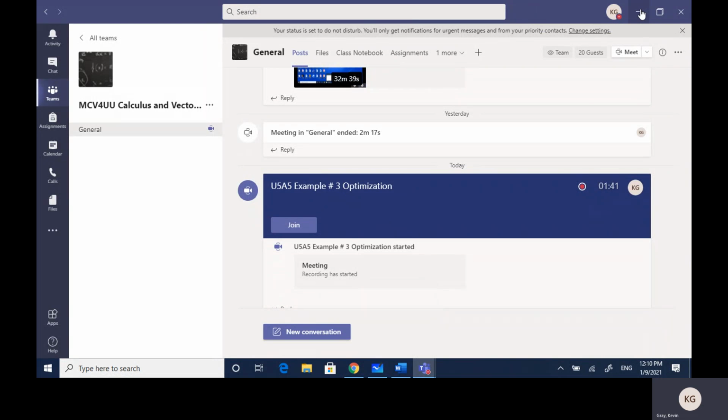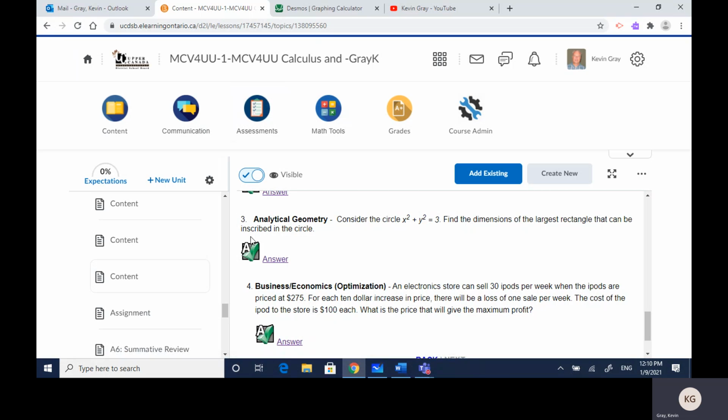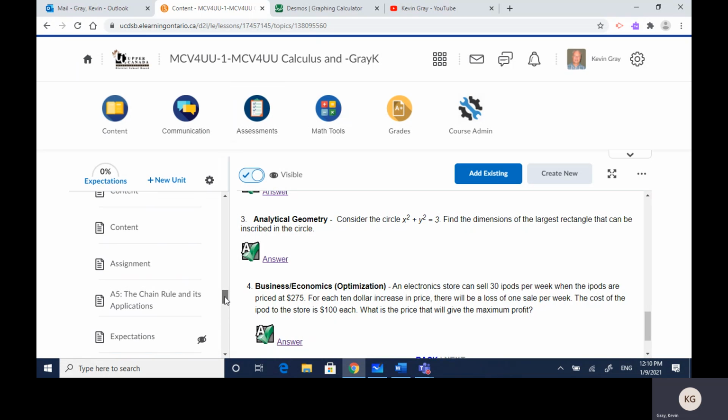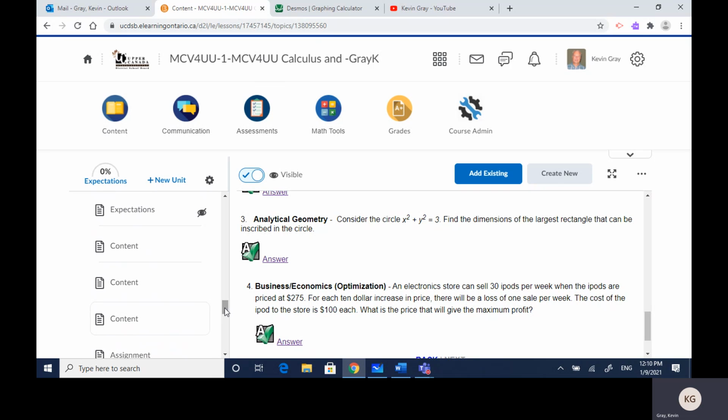Okay. So first of all, here's the question. It's on Unit 5, Activity 5, the chain rule and applications, and it's on the third content page right here. It's question number 3 about analytical geometry. It says, consider the circle x squared plus y squared equals 3. Find the dimensions of the largest rectangle that can be inscribed in this circle.